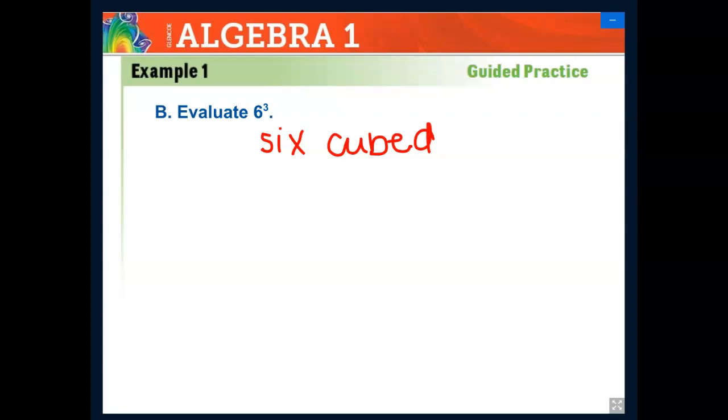So 6 cubed is really 6 times 6 times 6 on a calculator.